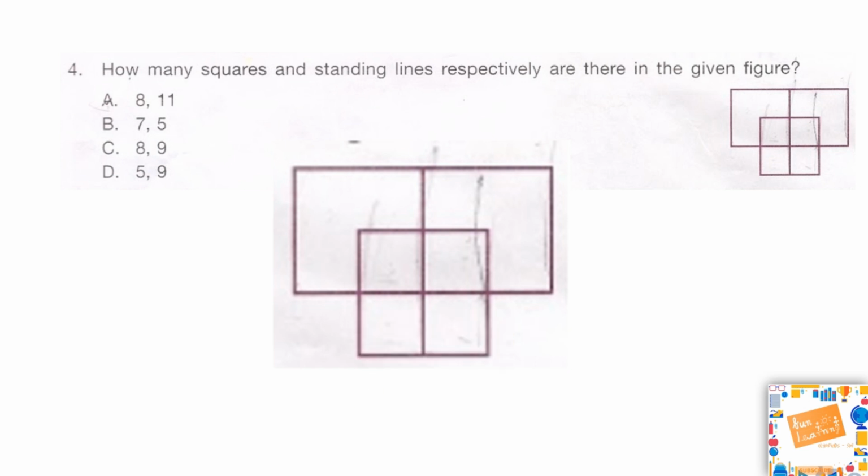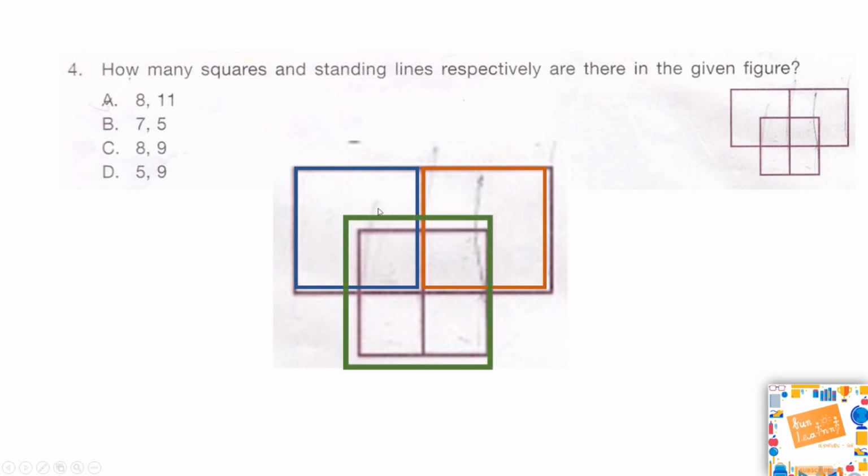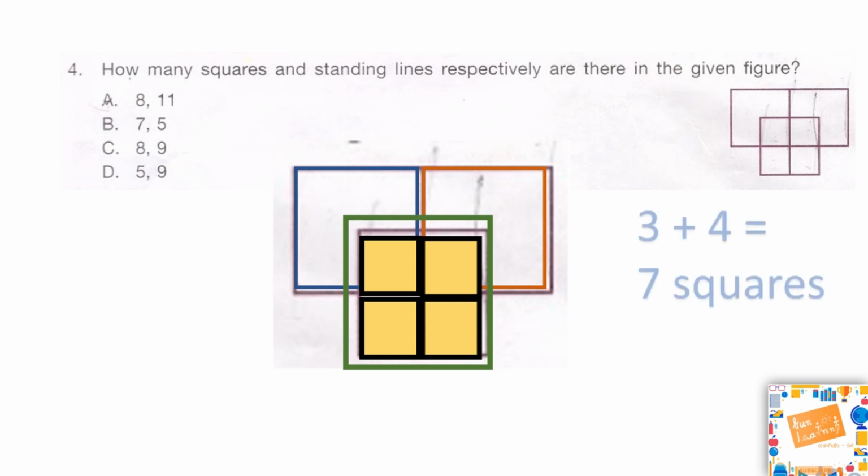Well, let's look at it together. So first, let's count the squares in this figure. Clearly, the squares here are one on the left, then on the right, and the one in the center. So there are 3 big squares, but if you look at the center square, there are 4 small squares. So in all, there are 3 plus 4, that is 7 squares.